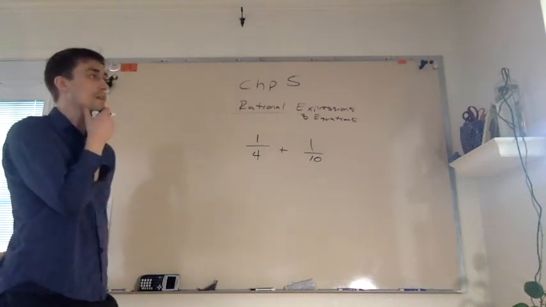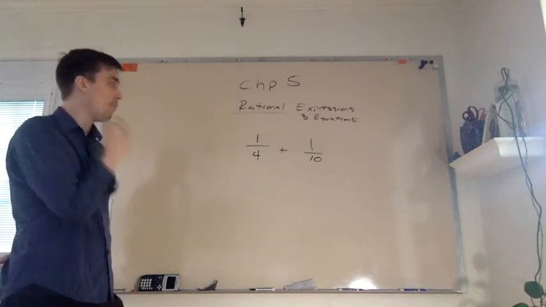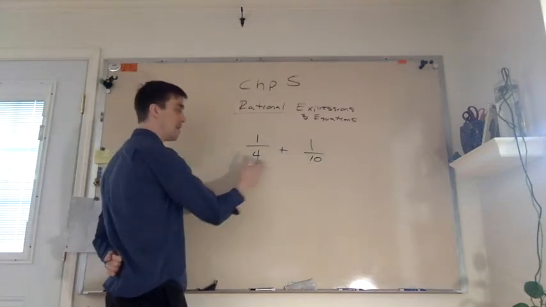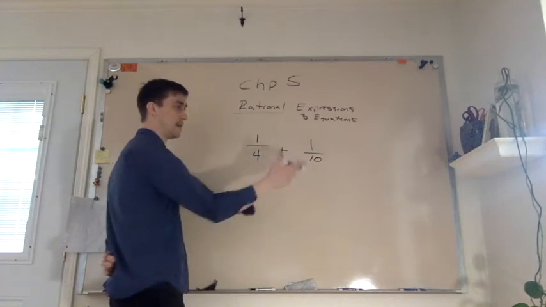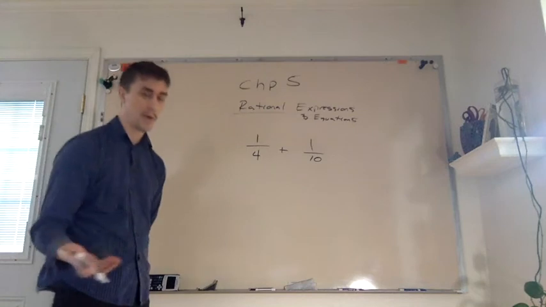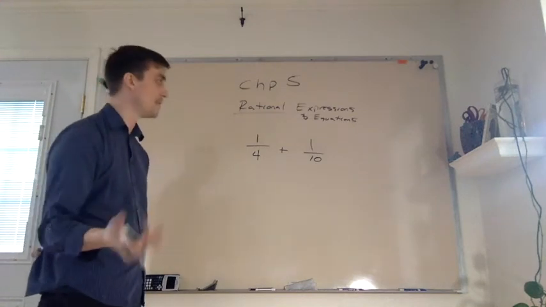What you should first do is identify what thing is shared between 4 and 10. The smallest thing that's shared between 4 and 10. So it's called the lowest common multiple, the least common multiple.